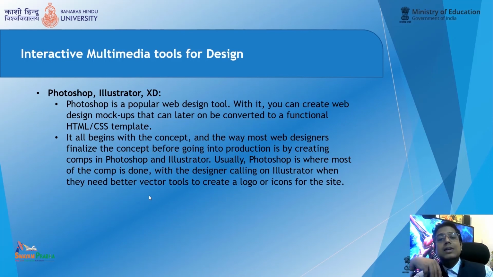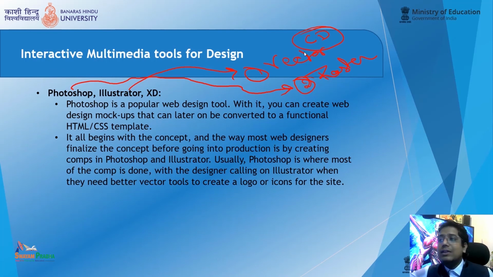Because CorelDRAW and Illustrator are both vector based graphics. Now the question is, what is vector, V-E-C-T-O-R, and the second is graphics, I'm just writing here, raster, R-A-S-T-E-R, right? Photoshop belongs to raster graphics. Illustrator or CorelDRAW belong to vector graphics. So now, what are vector graphics and what are raster graphics?